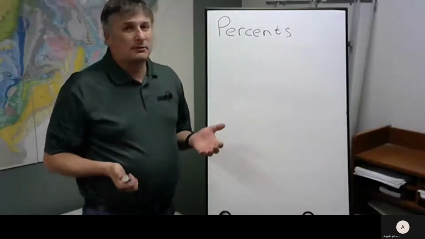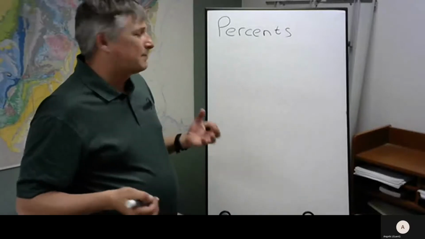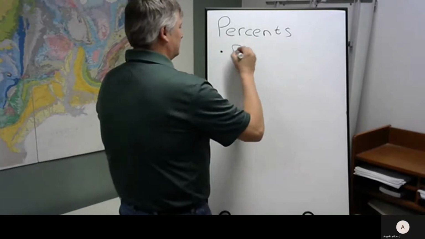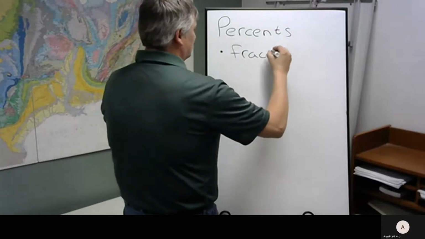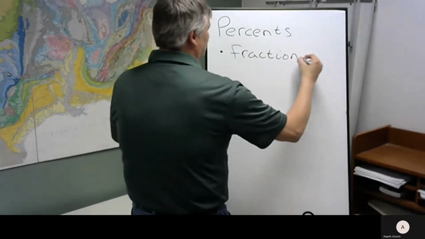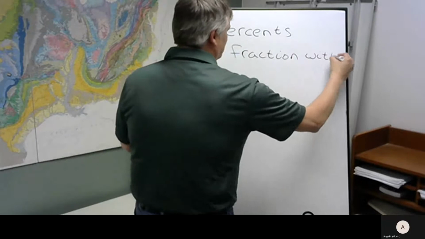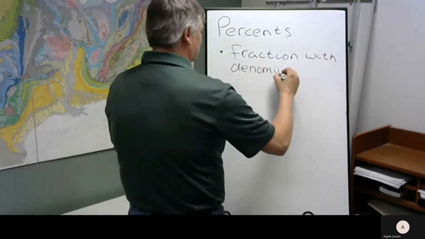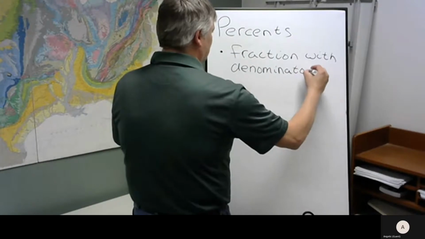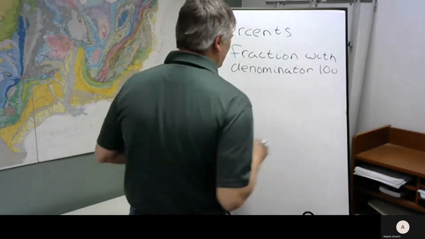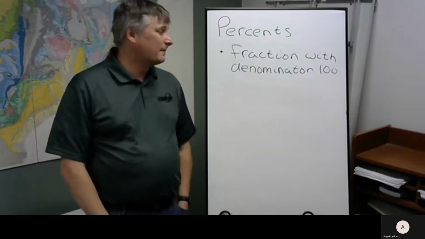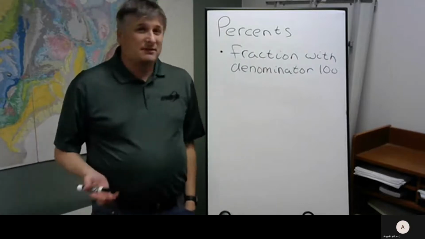So for section 9.3, we're looking at percents. What percents are? They're a type of fraction. So they're a fraction with a denominator of 100. And that's all that they stand for.